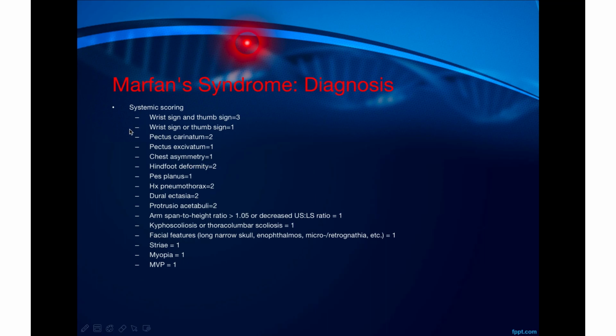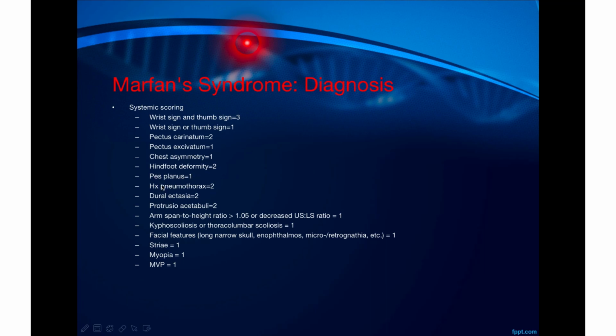And the magic number we're trying to look for is a score of 7 or more. So if the patient has a wrist sign and a thumb sign, we give that a score of 3. If the patient has the wrist sign or the thumb sign, so either one of these, we give this a 1. The pectus carinatum, a number of 2. Pectus excavatum 1. Chest asymmetry 1. Hind foot deformity 2.